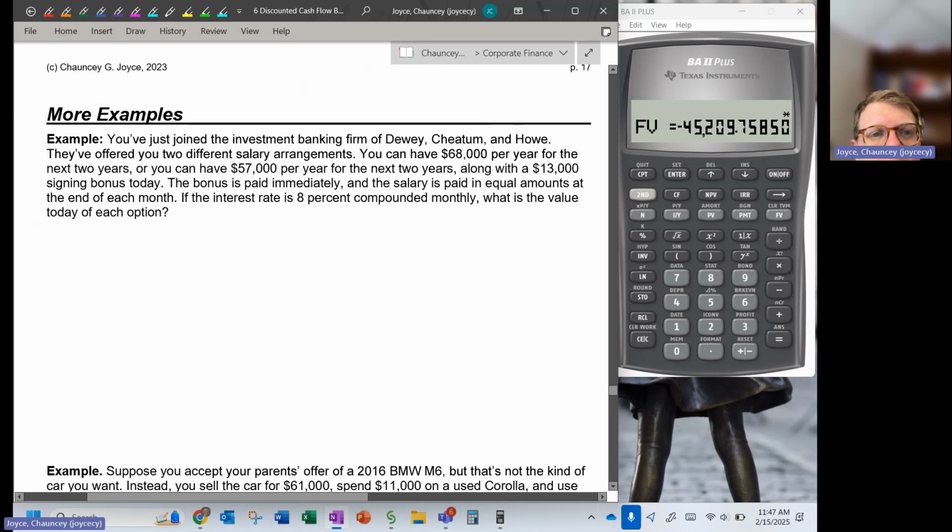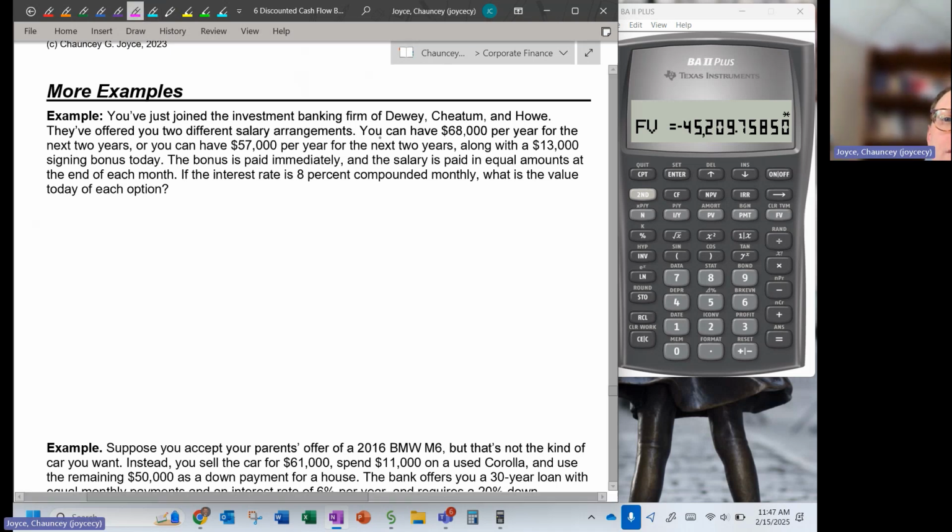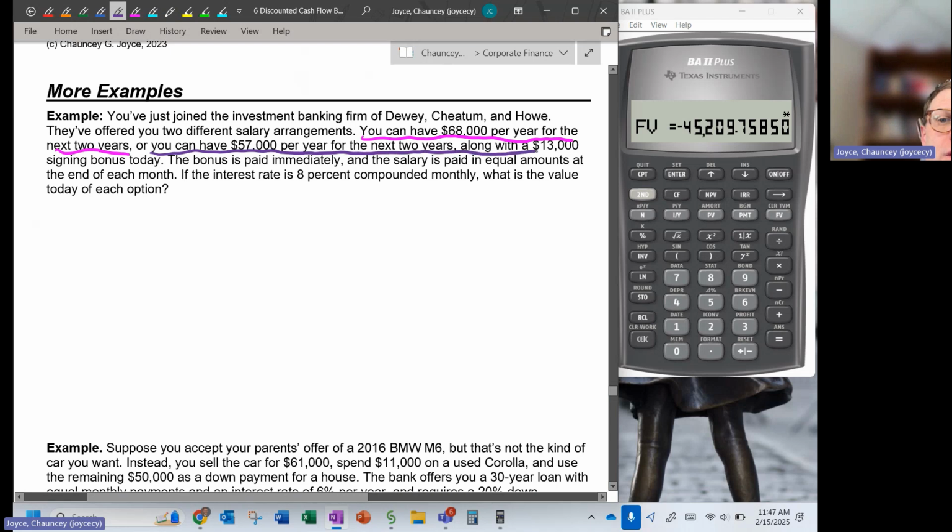All right, let's look at another example here. You have a choice here of an investment banking firm of Dewey, Cheatham, and Howe. You're offered two different salary arrangements, $68,000 per year for 2 years. The first one here. Or $57,000 per year for the next 2 years. That includes a $13,000 signing bonus. So what's the value of each option today?